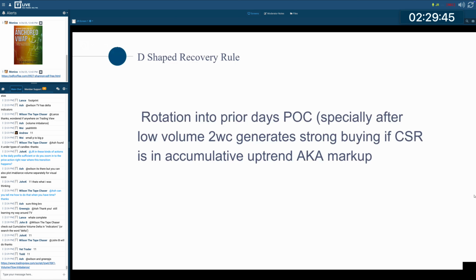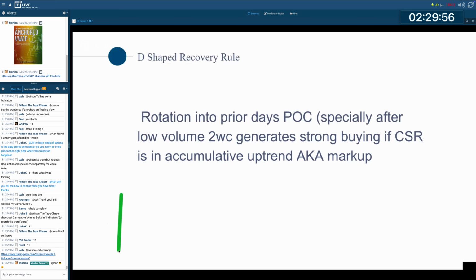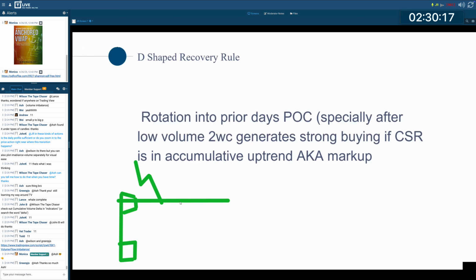So oftentimes you'll be in an uptrend. You'll have an igniting day that could be P-shaped, could be B-shaped. Maybe they had a rough time getting started, but it finishes as a B-shape with a high point of control. So the rotation into the prior day's point of control after a two-wave corrective will sometimes generate an accumulative uptrend, because that's what's happening here.